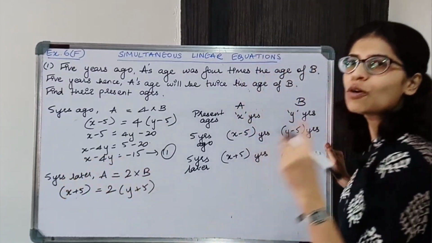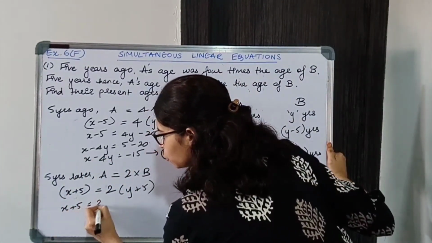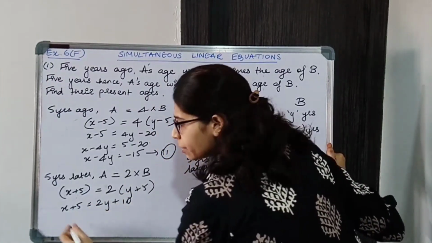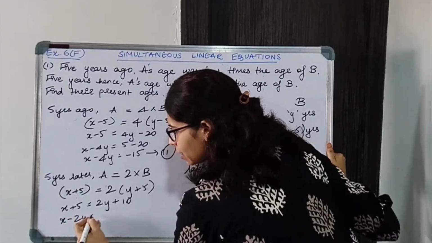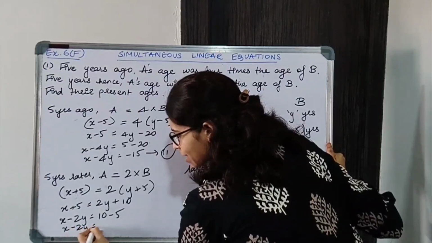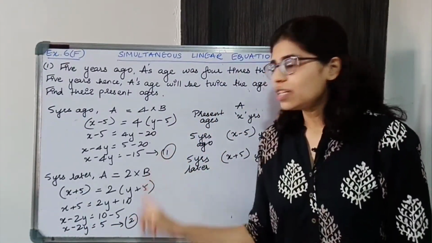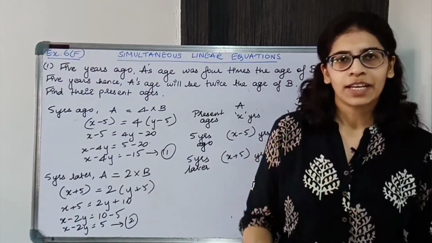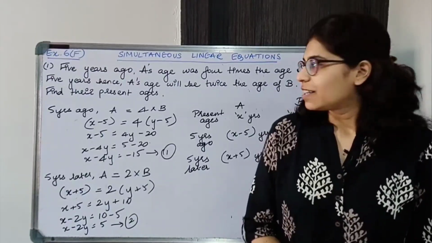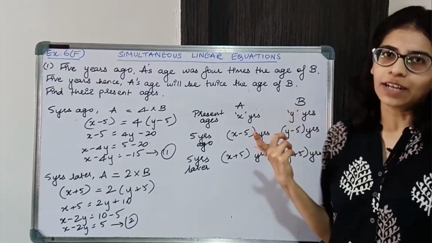Now let's solve this and form one more linear equation. So X plus 5 is equal to 2Y plus 2 5s are 10. Shifting this over here, X minus 2Y, and shifting this over here, 10 minus 5. So X minus 2Y is equal to 5. This gives the second linear equation. We just have to solve these two equations and we'll get the values of X and Y. Once you get the values of X and Y, you have got the present ages. That is the answer that we have to find. So the present ages will be x years and y years.